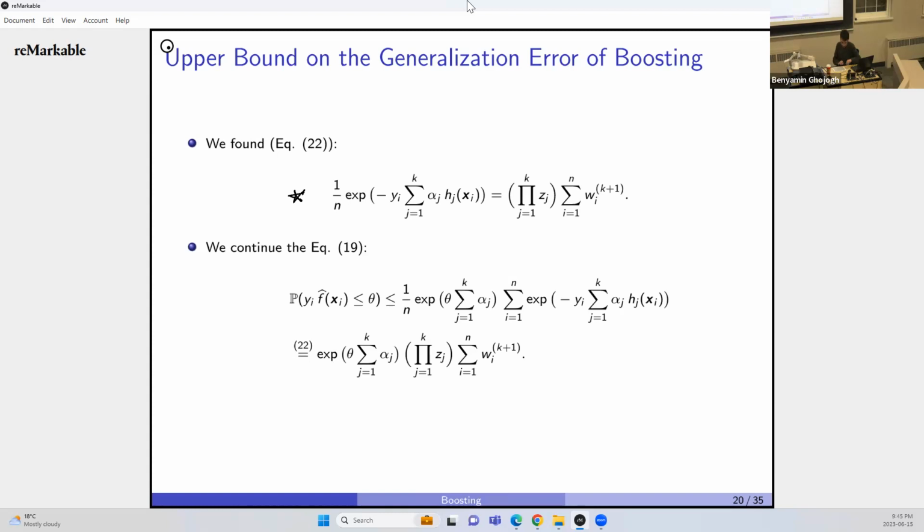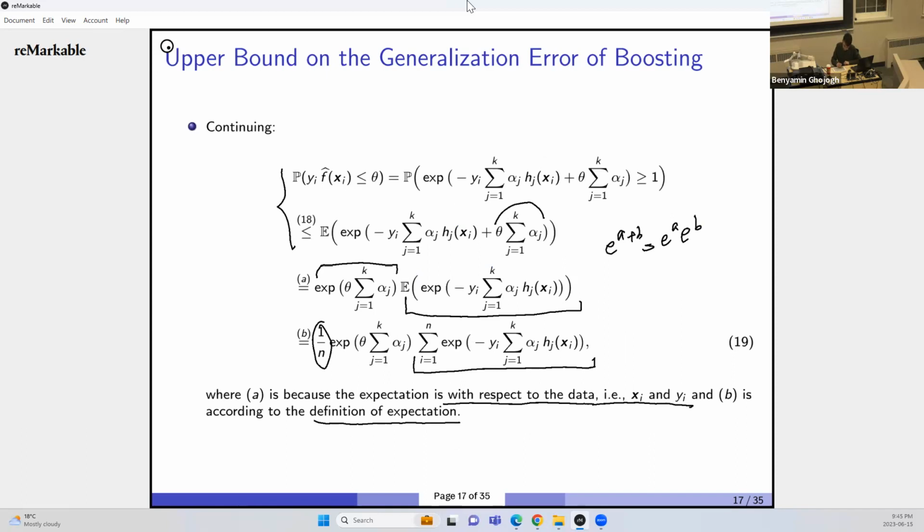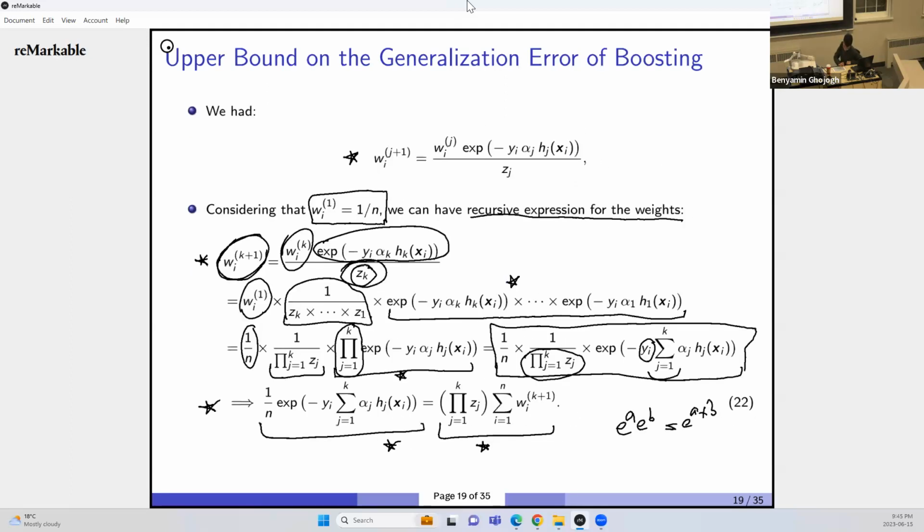Now we continue equation 19. What was equation 19? I don't remember. It was this. Do you remember? So equation 19, we said this probability of error, this was the probability of error, is less than or equal to this right-hand side. I have repeated equation 19 here.